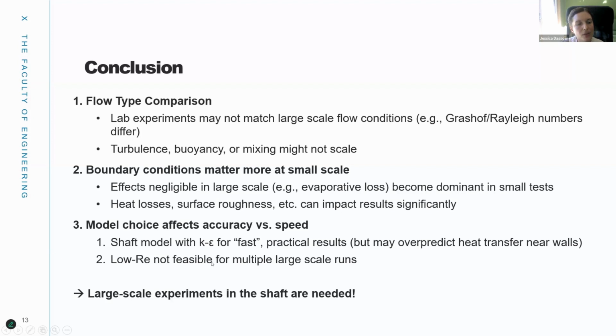And in the end, you need to go back to your study goal and decide which model is actually feasible, because the low Reynolds model I can't use for my large scale because there were too many cells. It would take too much computational effort to run that. So I am stuck with the K-epsilon, meaning I need a large scale model, a large scale run to confirm and validate if our study goals can be met with the designed model that we have so far.